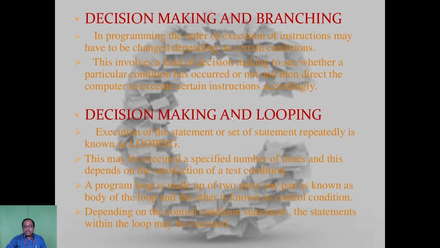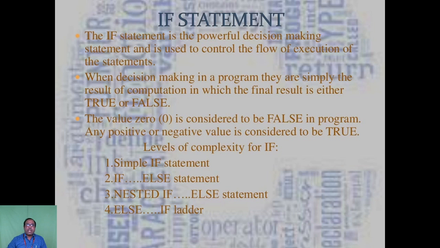Next is decision making and looping. Suppose you want to repeatedly execute an instruction or a set of instructions; at that time we use the looping statement. The looping statement has two parts: one is the body of the loop, and the second is the control condition part. In the control condition part, we keep all the conditions needed for the particular body of the loop. When the condition is satisfied, the body of the loop will be executed.